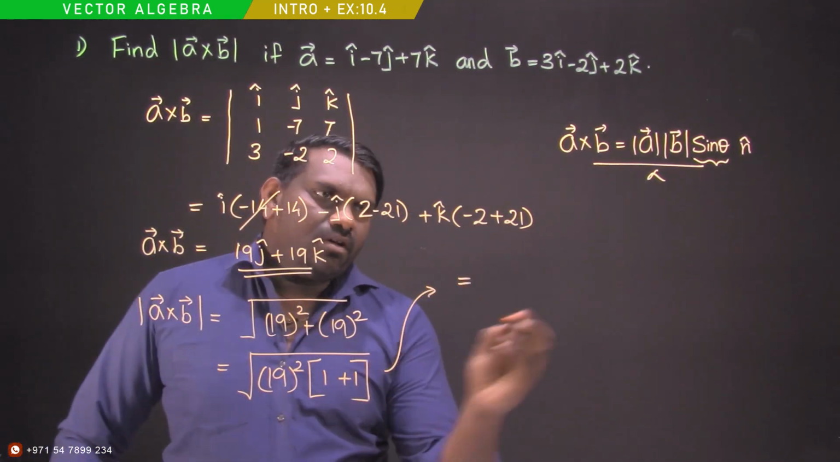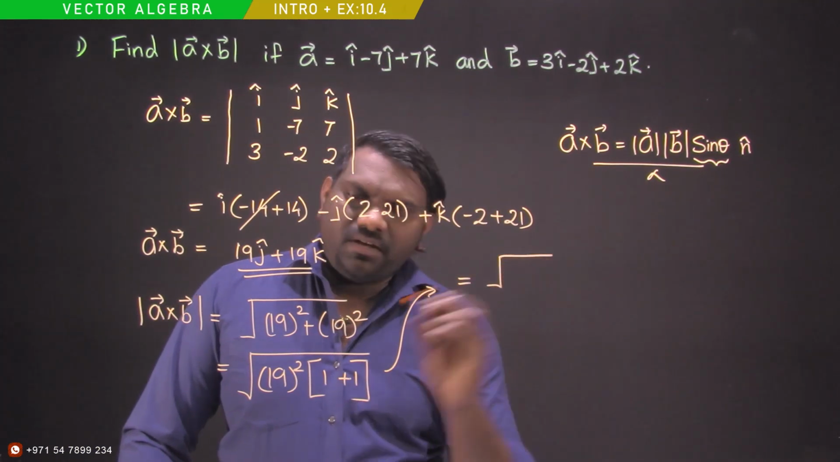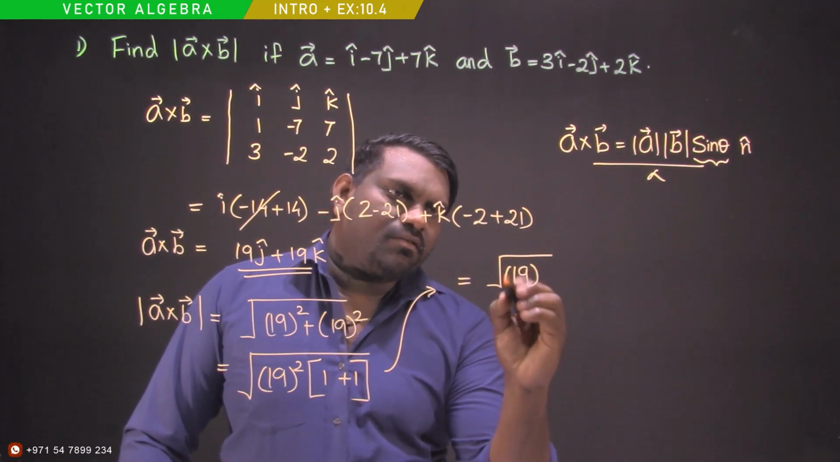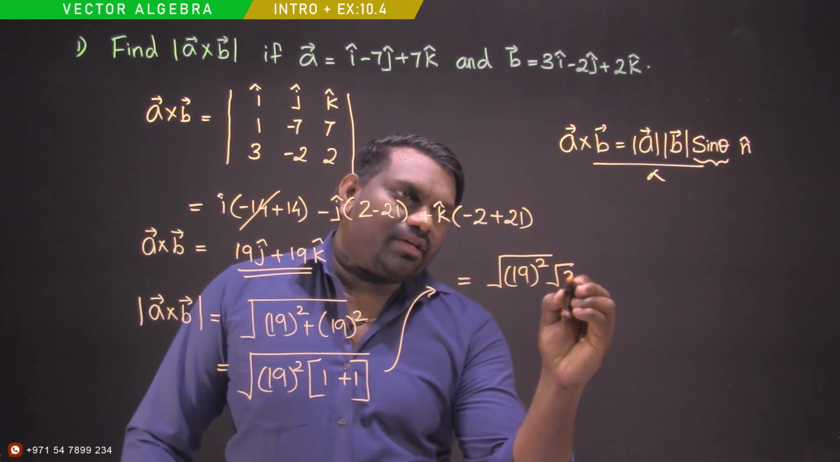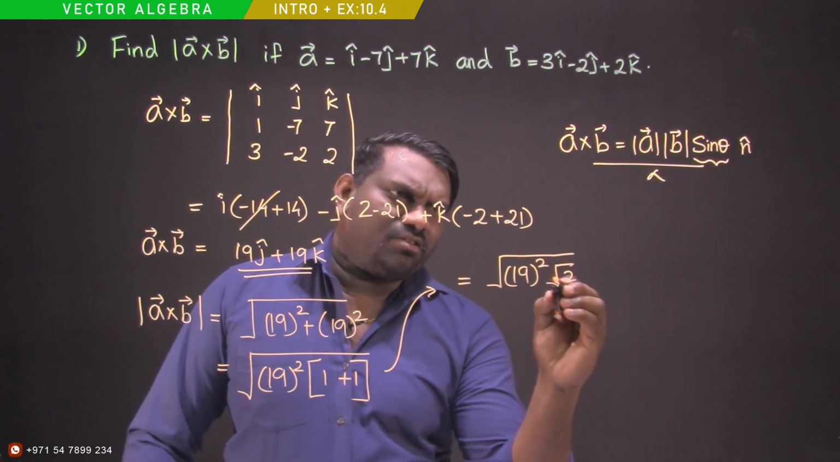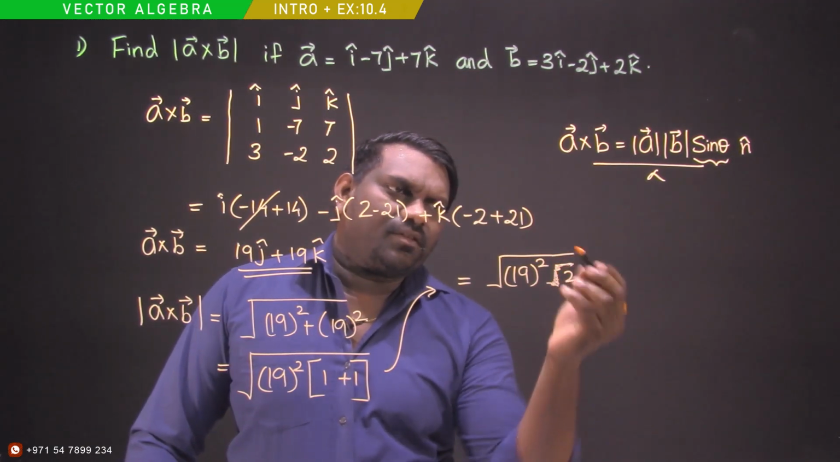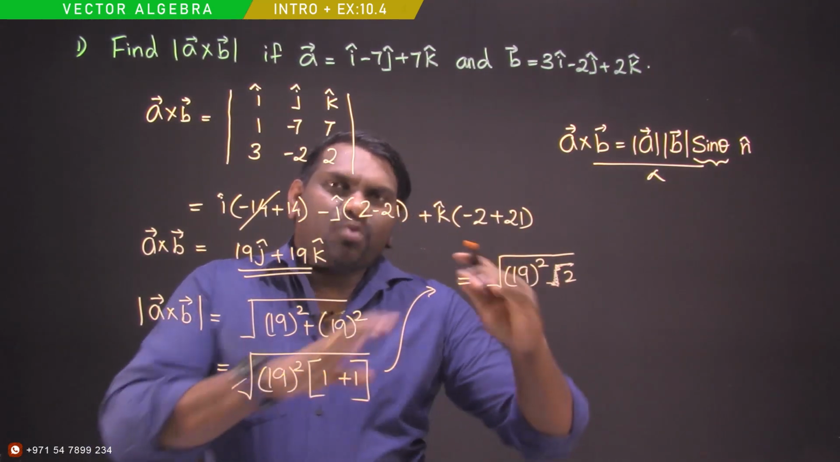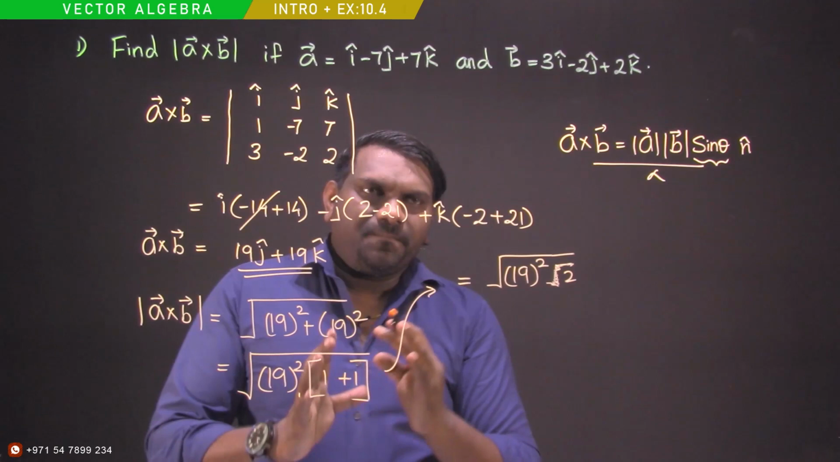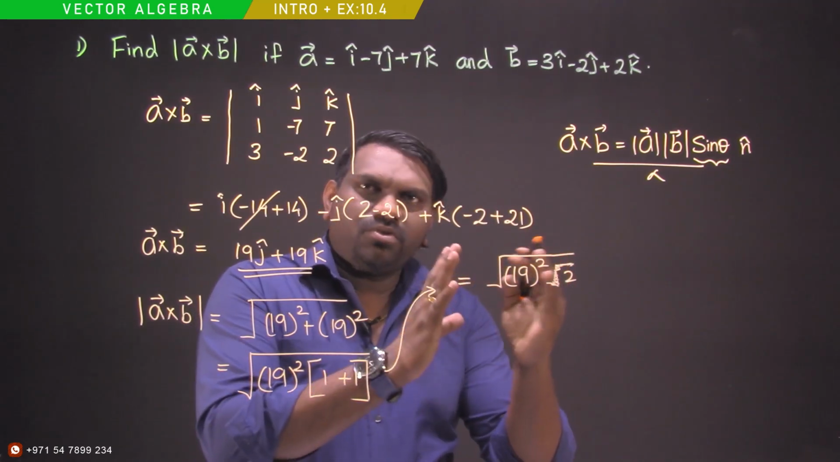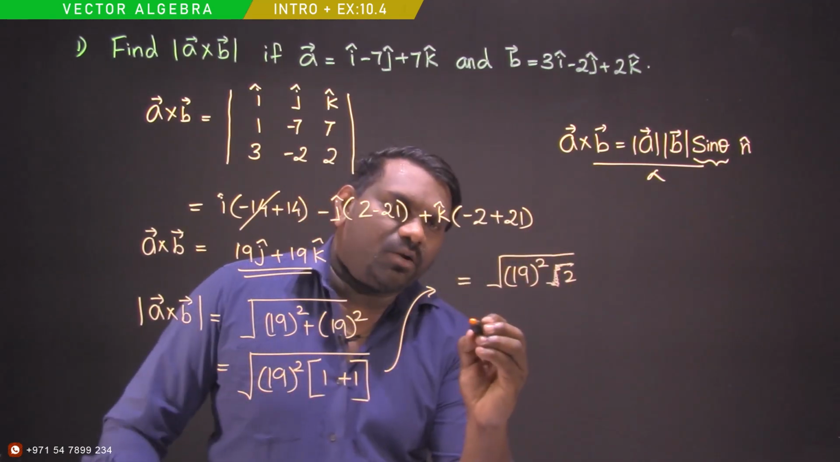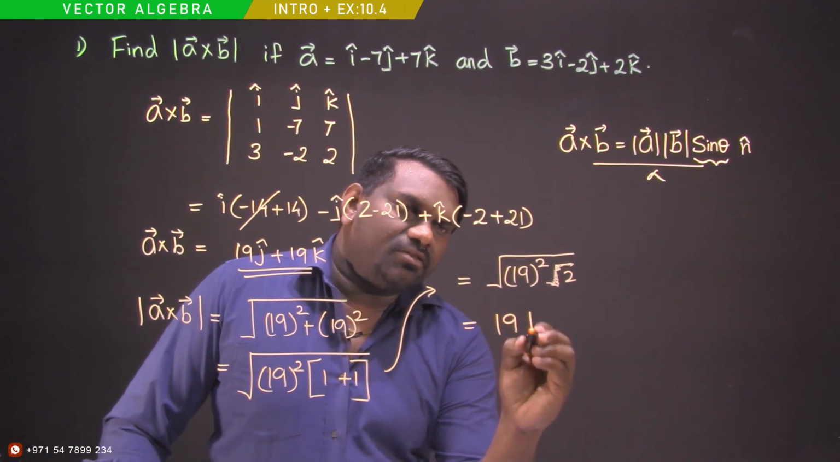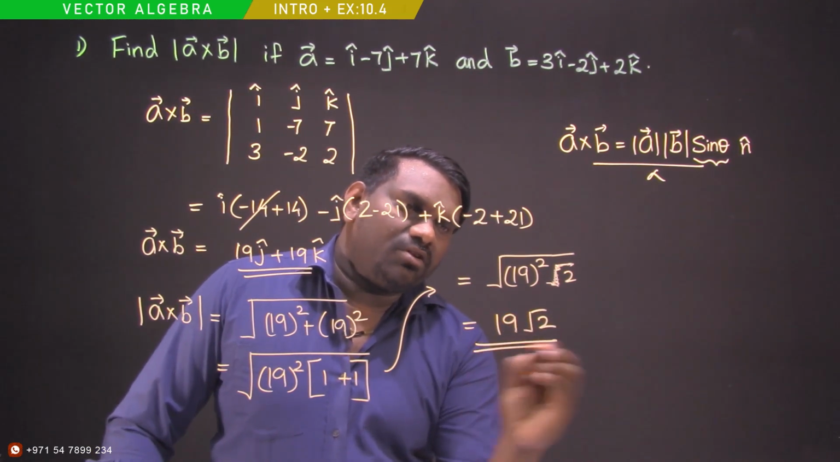That gives you root 19 square and root 2 there, isn't it, dear? Not root 2, sorry, you have 2 there. This one you don't want. I just wrote 19 separately to understand, dear, and now what you can do, 19 square is there, right? You can take it out. So 19 root 2 is what you are getting, dear.